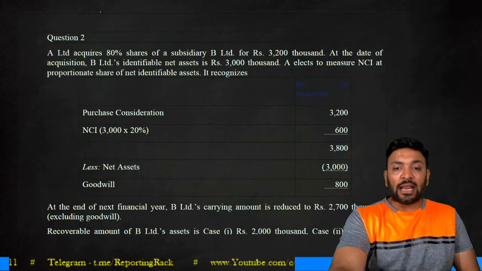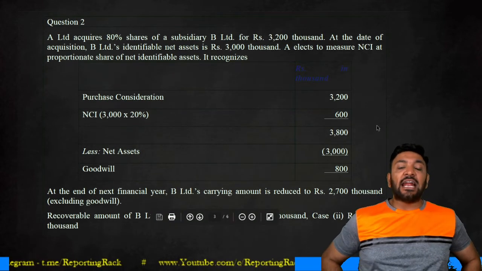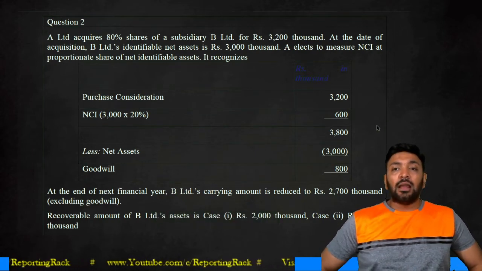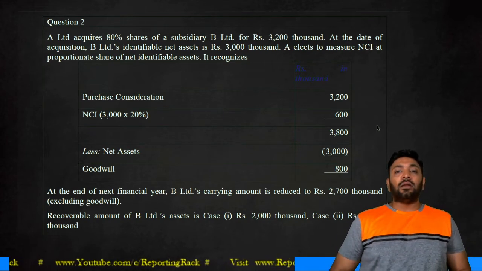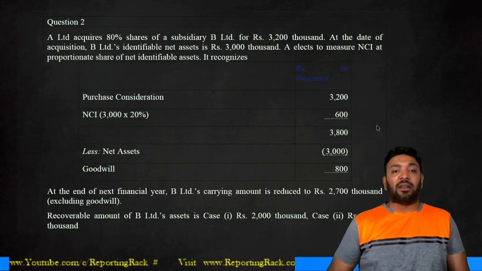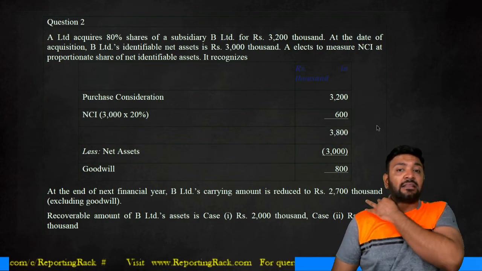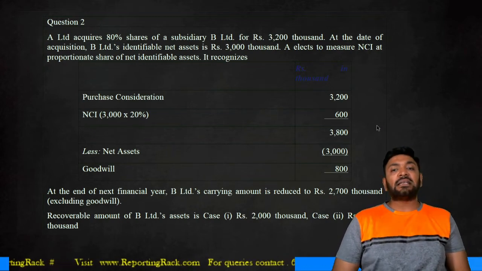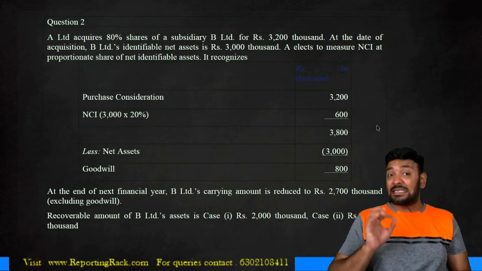Let's get into question number 2 then. A acquires 80% shares of subsidiary B for 3,200. On the date of acquisition, B Limited's identifiable assets are 3,000. A elects to measure NCI at proportionate share of net identifiable assets. Therefore, it identifies purchase consideration 3,200, NCI 3,000 net identifiable assets into 20%, 600, less total net assets 3,000. So therefore, A's share of goodwill is 800.